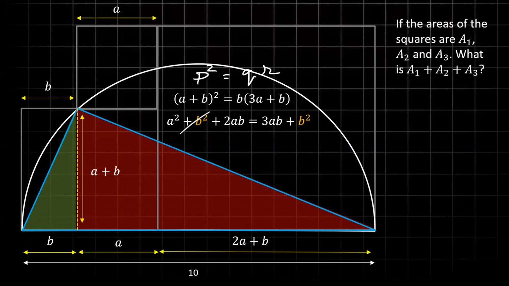B square gets cancelled nicely. Yeah, Satvik, you're right. Try it. What does it give you if you simplify this? I told you, right? This is P, this is Q, B, and 3A plus B. This is 3A plus B.